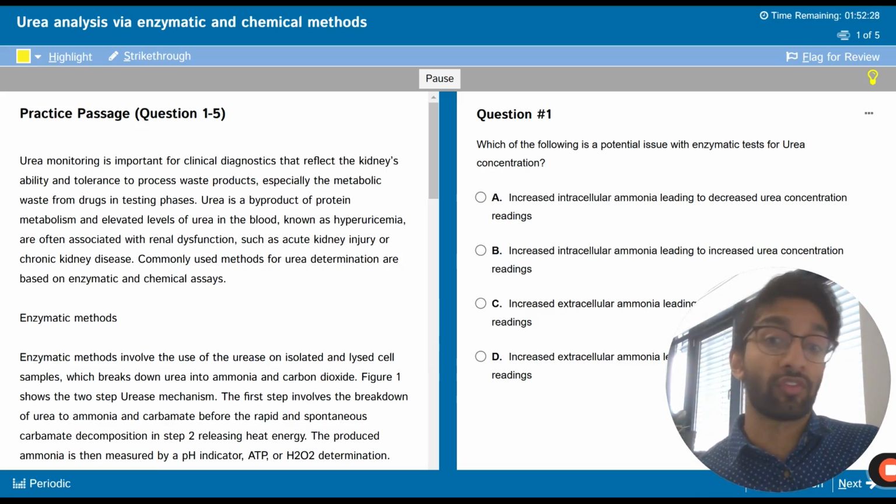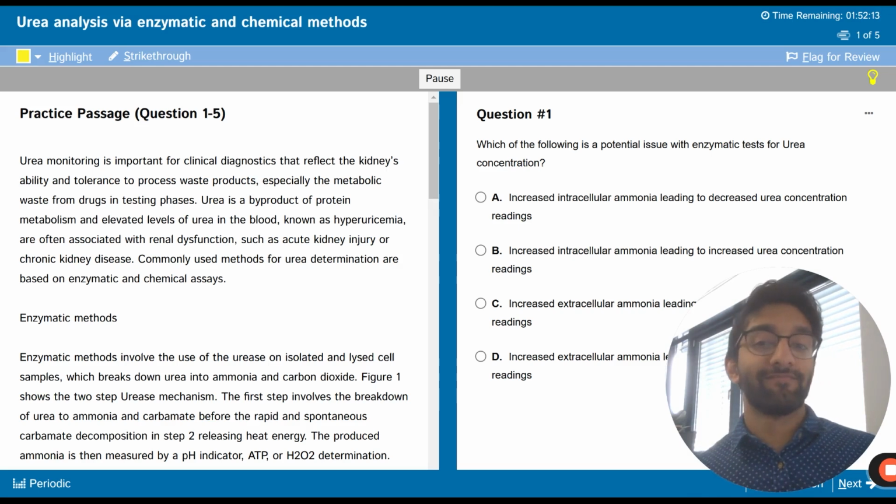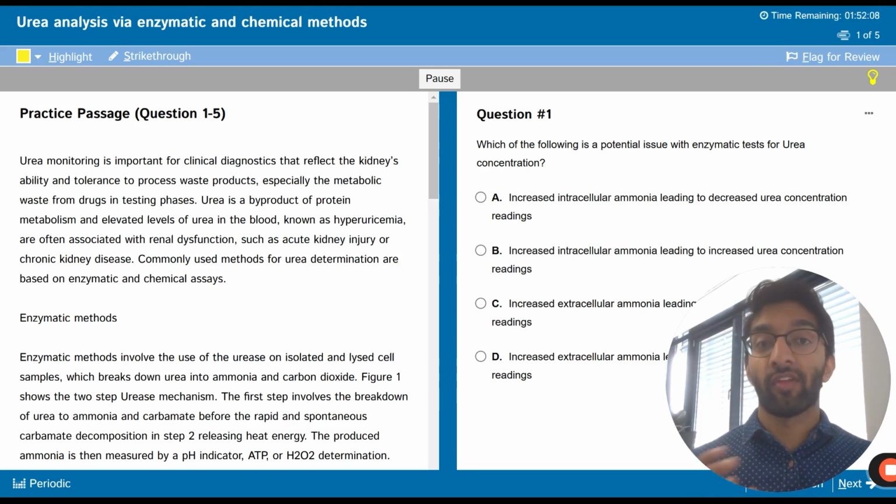So just in case you didn't already know, urea is a byproduct of protein metabolism. And if you have a lot of urea in the blood, that's hyperuricemia, right? That's associated with renal dysfunction. So bad thing, right? So basically, if you have to make a quick summary, too much urea is bad. And honestly, that's a level of understanding that you often just need from the introductory paragraph. So just take with that and roll with it.